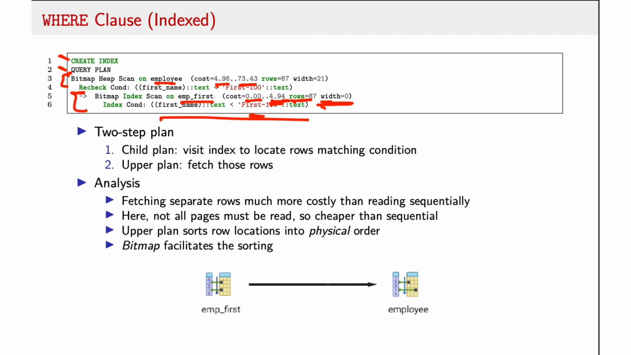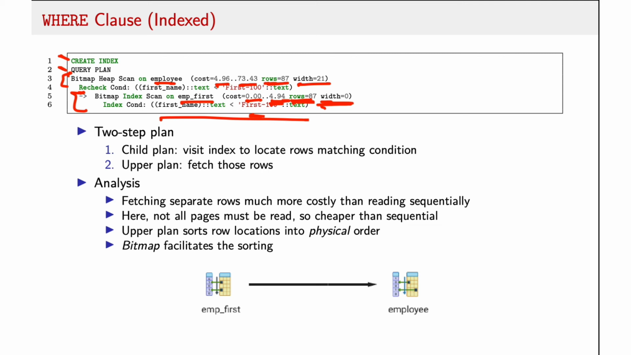Right, so quite a lot less than 180 whatever it was on the previous example, because we're now going to just go directly to those locations in the underlying employee table and fish out the specific rows that satisfy that criterion. There's 87 rows estimated to come back, which matches the information that came out of the index, and the width of those rows is now still 21, which is the size of the underlying table.